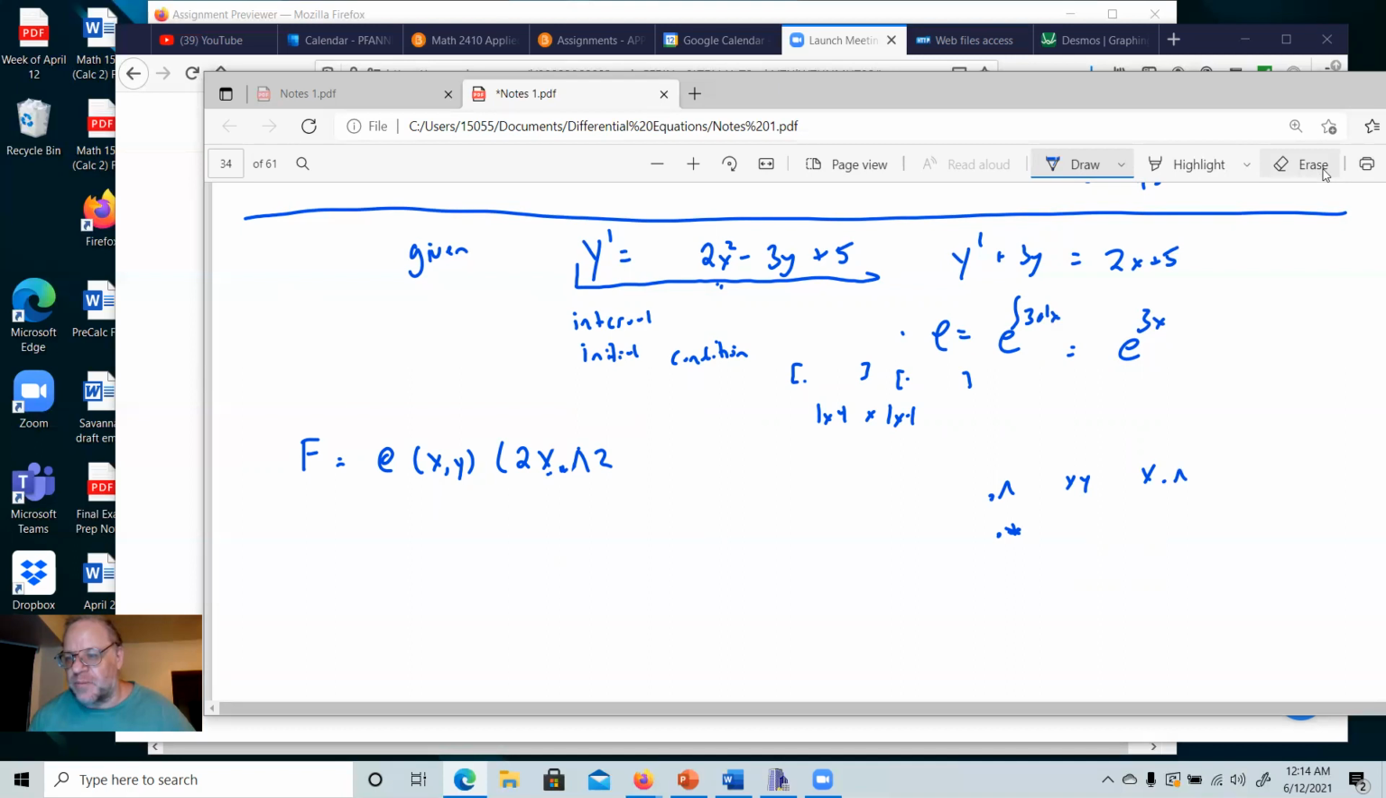multiplying. Hold on for a second. I'm going to go ahead and pause.